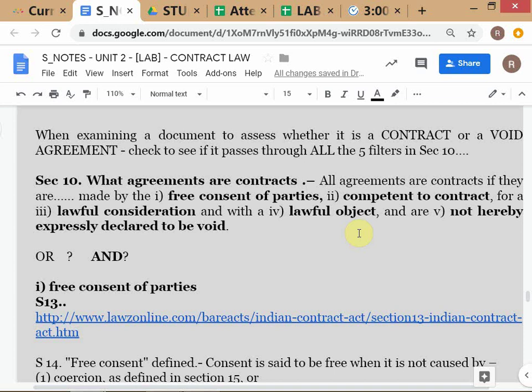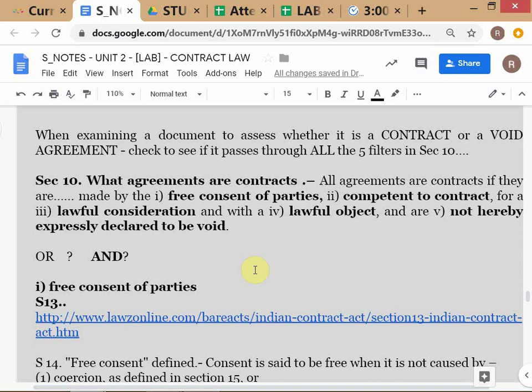So that means that in order for an agreement to be deemed a contract, it must pass through all the 5 filters of section 10, right? So this is already in your notes, so you have to just understand this concept that there are 5 filters in section 10. So for any agreement to be deemed a contract, it must pass all the filters. If it fails even one filter, then it's not a contract, because it's in the sense of and, A and B and C, etc., not in the sense of or. So it must pass all the filters, otherwise it will not be a contract.